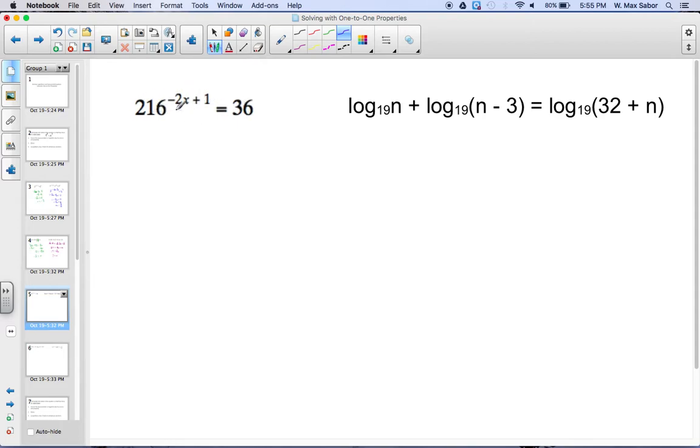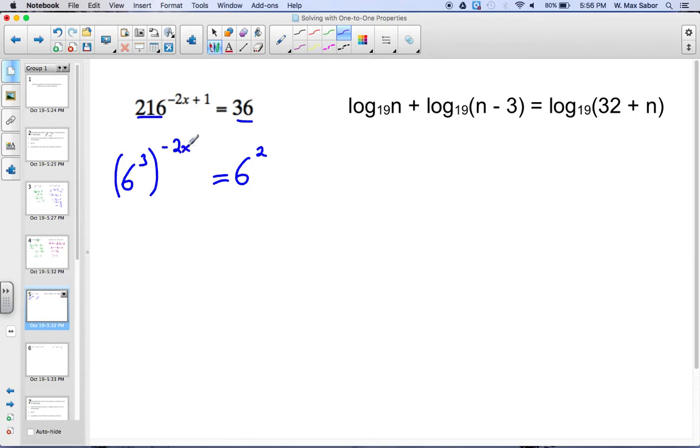Here, they are not written as the same base. So we're going to have to figure out how to write these with the same base. Well, 36 and 216, both of those numbers should lend you to start thinking about the number 6. Hopefully you know 36 is 6 squared, and 216, we can write that as 6 cubed.